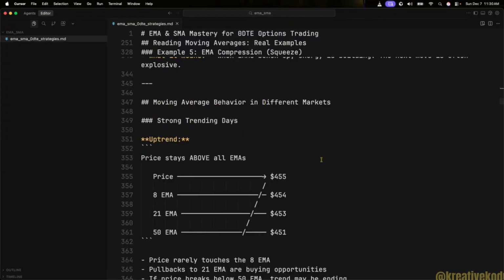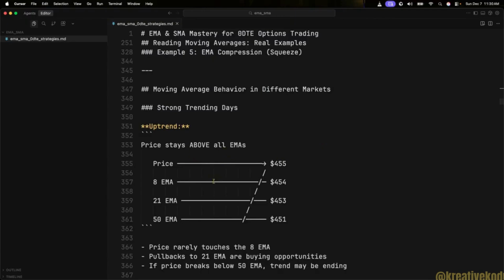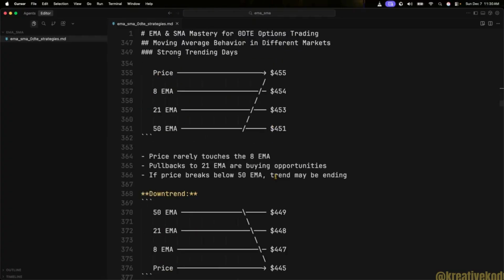So a strong trending market. This is an example of when all the EMAs are going to be above the price. An example of all 3 EMAs trending upwards will let us know that this is a great time to buy a call position because we're bullish on the market. Price touching the 8 EMA or pulling back to the 21 EMA are buying opportunities. And if price breaks below the 50 EMA, the trend may be ending, right?